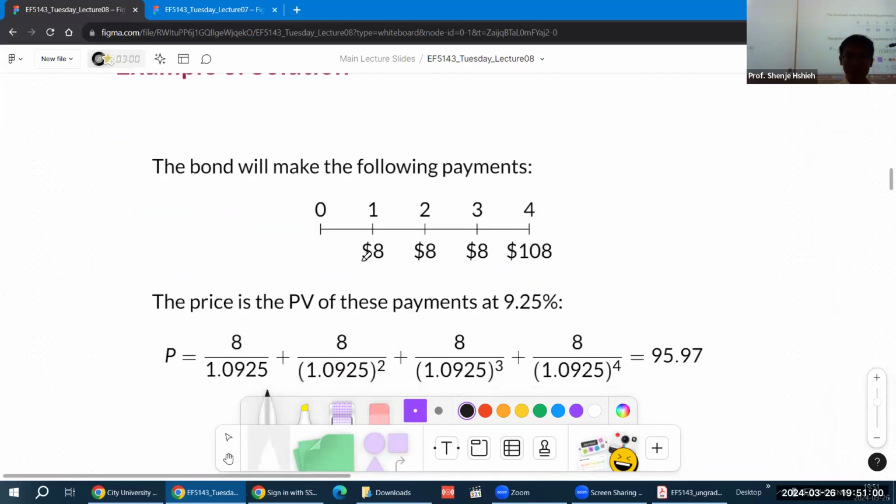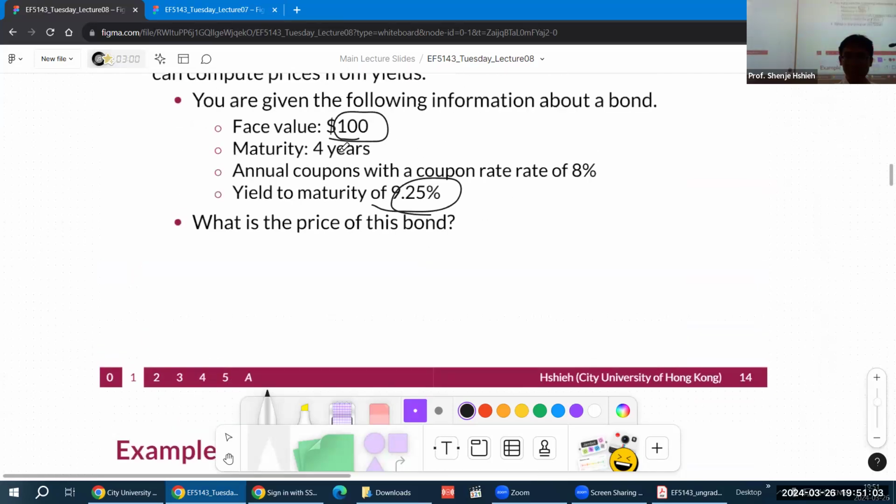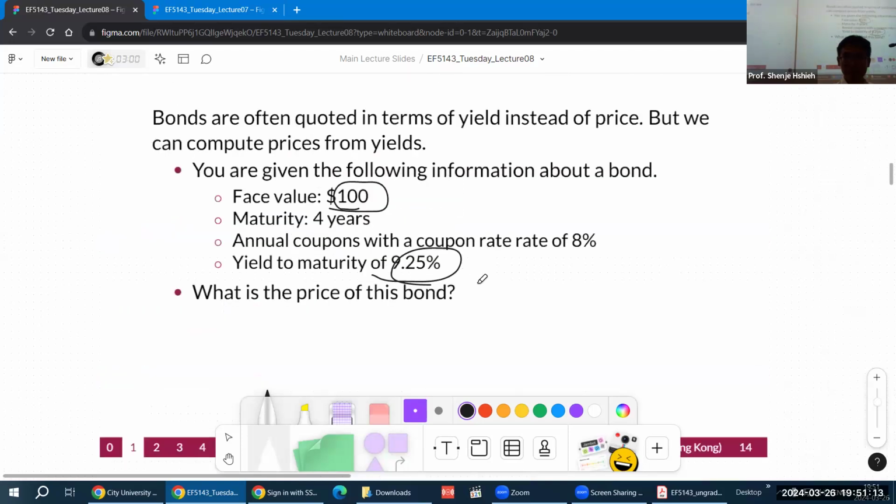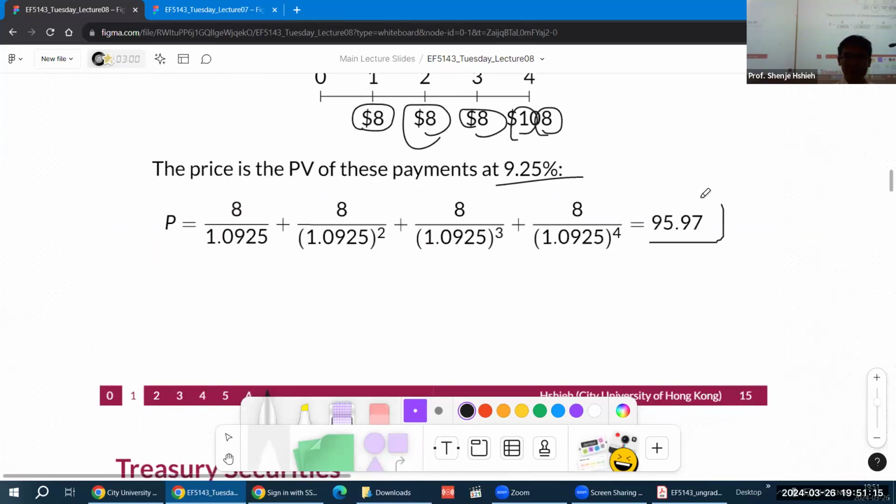So here we know it's going to be $8 every period because it's 8% on $100. We know the cash flow, we know the final principal plus the final coupon payment. We know the average return, which is 9.25. That should give us the price. So to recap, if you know the yield, the coupon payments, and the par value, you can get the price. If you know the price and the coupon payments, then you can back out the yield yourself. I forgot the 100 here, so I apologize. It's 100 plus.